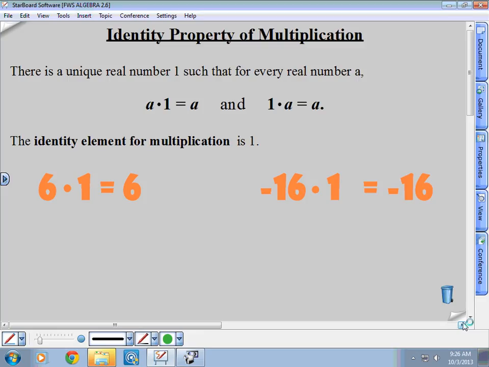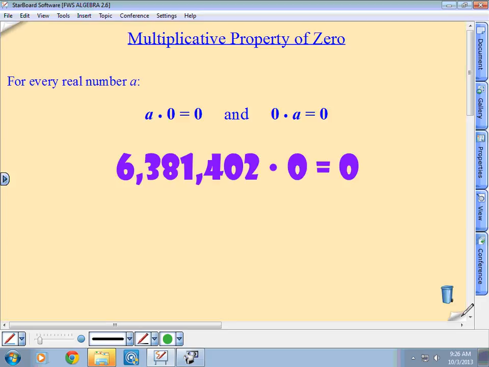What is it, Tiffany? 0. 0 is the additive identity element. So 0 is the number I'm going to add to myself and still get myself. And with multiplication, it's 1. That's the multiplicative identity element. Okay? And so you're going to need to know the name of that property. So that's pretty basic. You know how to use it. You just got to make sure you know the name of it, okay?